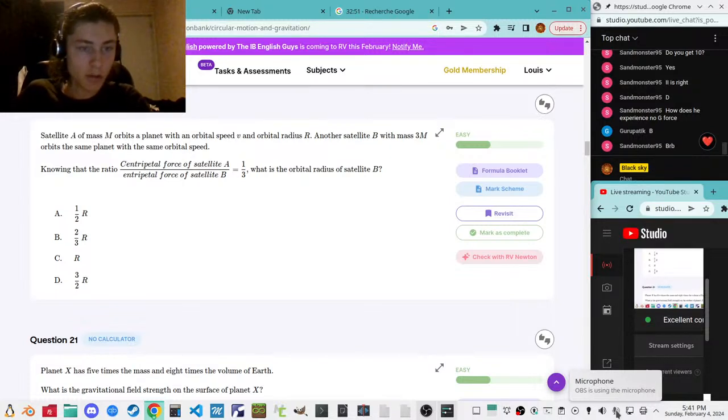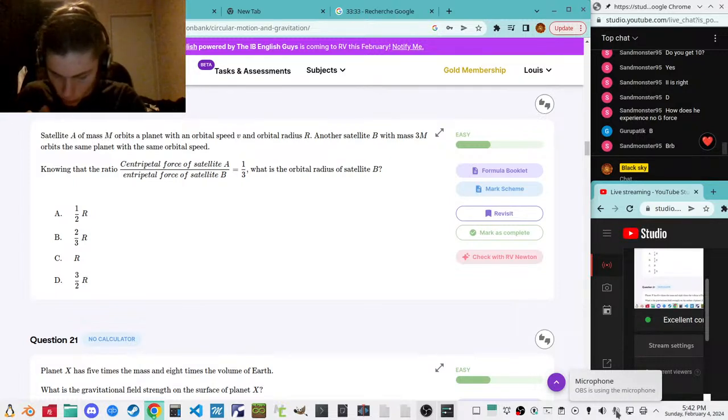Wait, satellite A of mass m orbits. So mass is tripled and orbital speed is the same, right? So if mass is tripled in B, with the same orbital speed, not the same orbital radius, there's probably going to be a square root of something, though. Oh no.